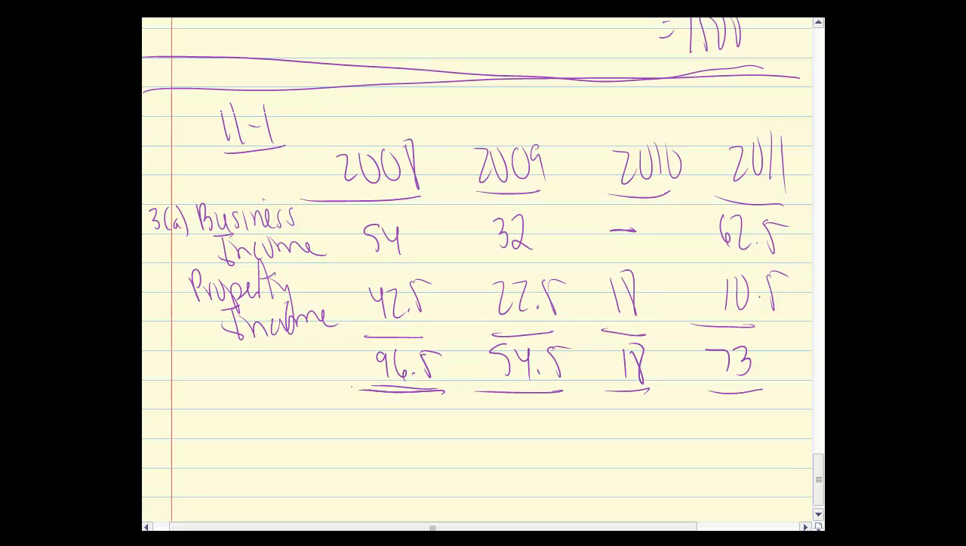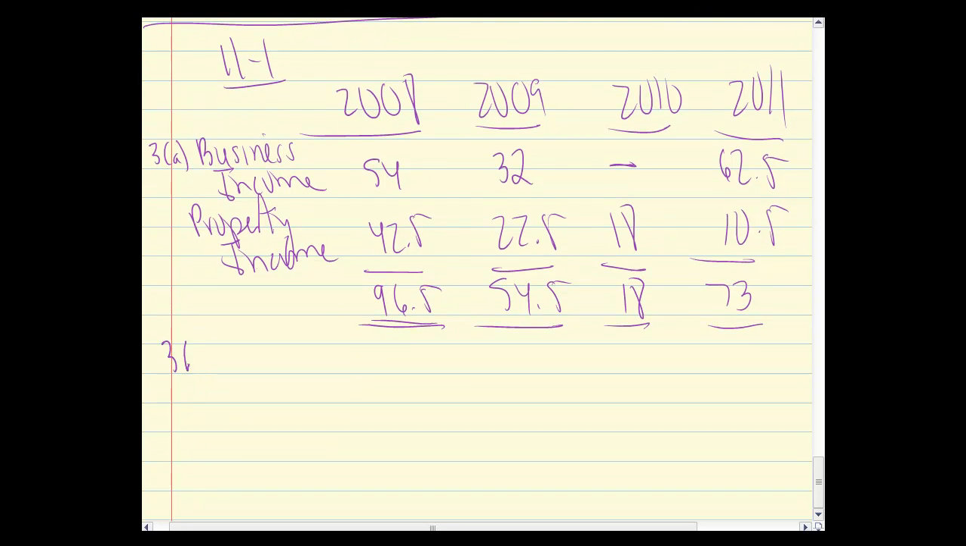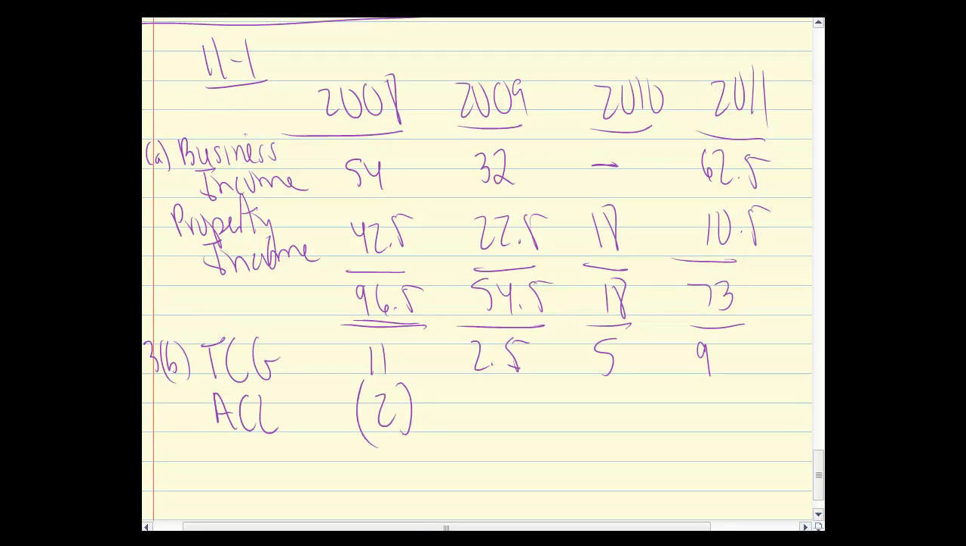Okay? So let's do this, okay? Okay, last one for you. We'll do B and then we'll move on, okay? So Vivian? We have taxable capital gains. 3B. So I'm going to put a 3B here. Taxable capital gain, 11. So you're 11, 2.5, 5, and then 9. And then 9, yep. And then we do our allowable capital losses. Yep. So it's negative 2. Yep. Negative 4.5. Negative 3.5. And 0.